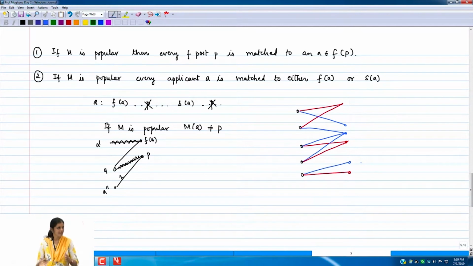So we did it manually for an example, right? You actually constructed a matching, and we would like to prove that such a matching is popular, but what kind of matching did you construct? Not the exact matching, but what were the properties of the matching?